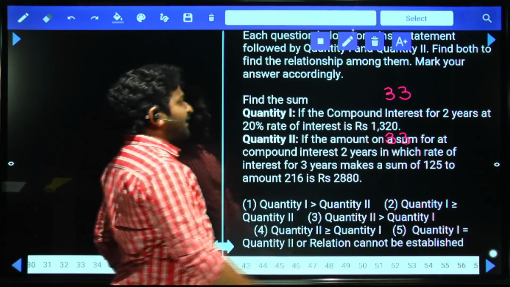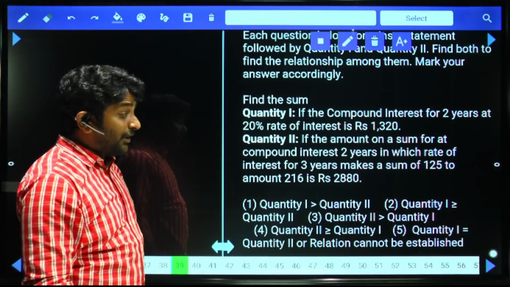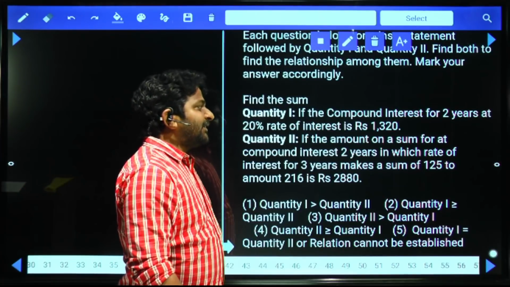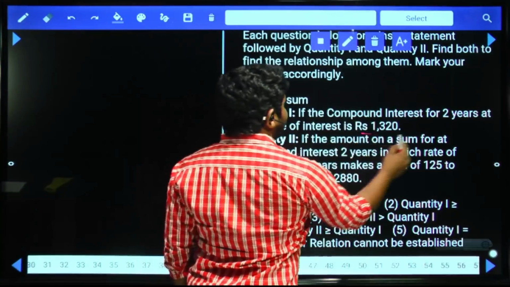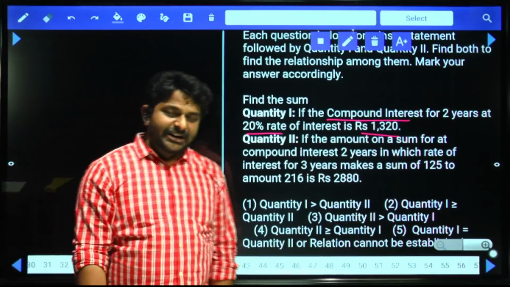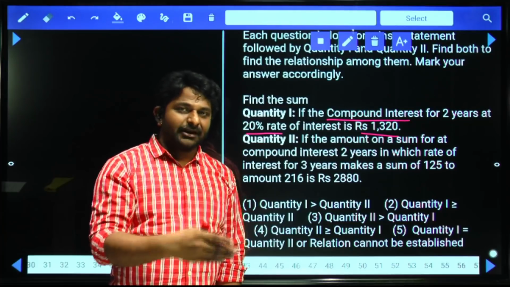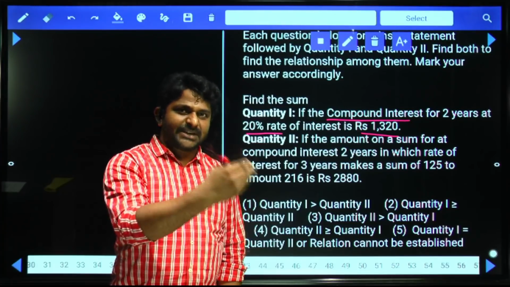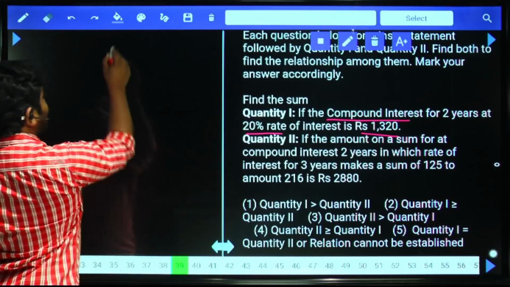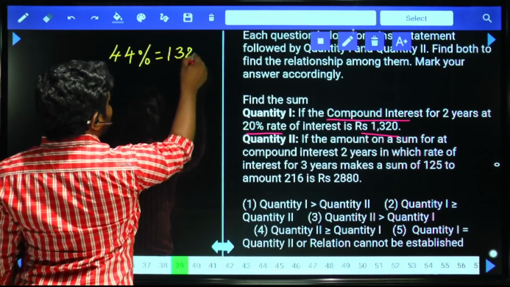39. Find the sum. Principal needs to be calculated. If the compound interest for 2 years at 20% per annum rate of interest is 1320. Compound interest is 1320 for 2 years at 20% per annum. Compound interest for 2 years at 20% per annum in terms of percentage should be 44%. Relative formula: x% plus x square by 100. 20 plus 20 square by 100, that is equal to 44. So 44% is interest in percentage, and in terms of rupees that is equal to 1320.